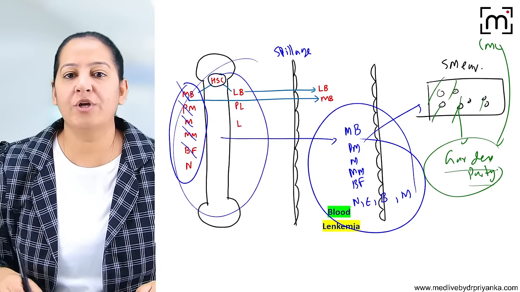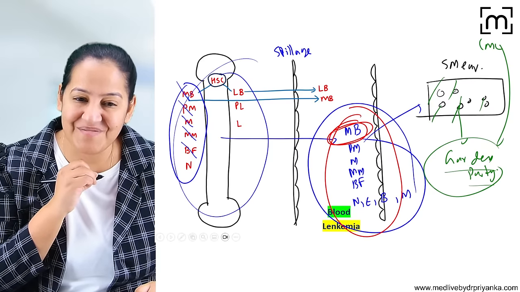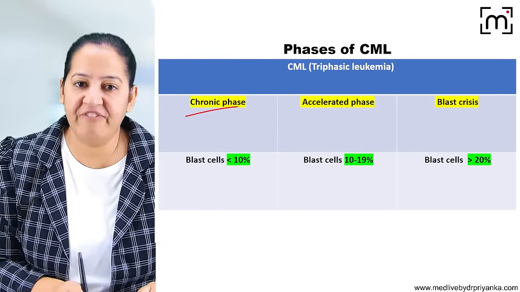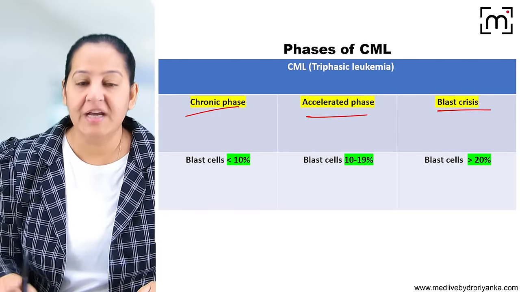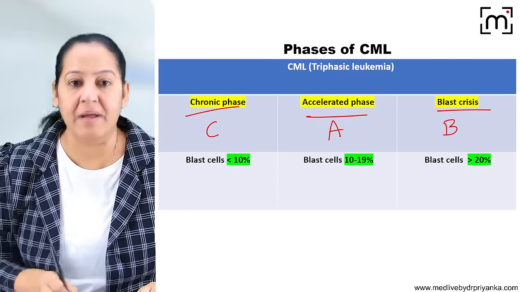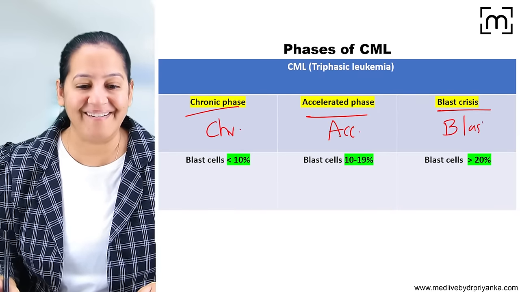As I told you, all these cells are coming in blood, but the most important is blast. Which blast? Myeloblast. Based on the blast, there are three phases in CML: chronic phase, accelerated phase, or blast phase. You can learn the mnemonic CAB. Chronic, accelerated, blast, CAB.